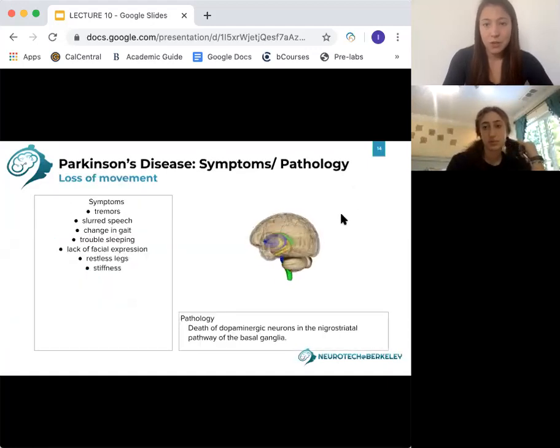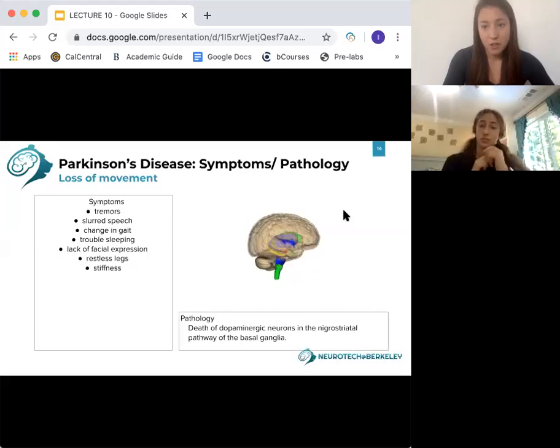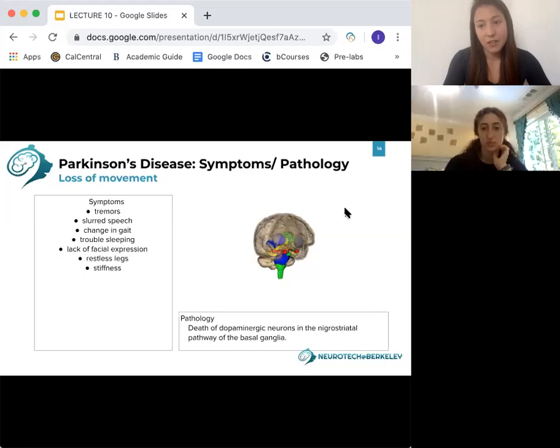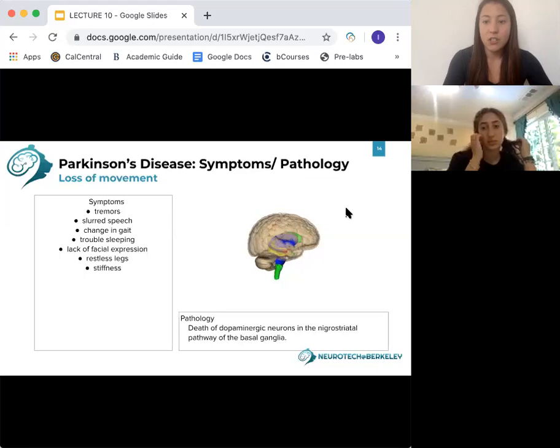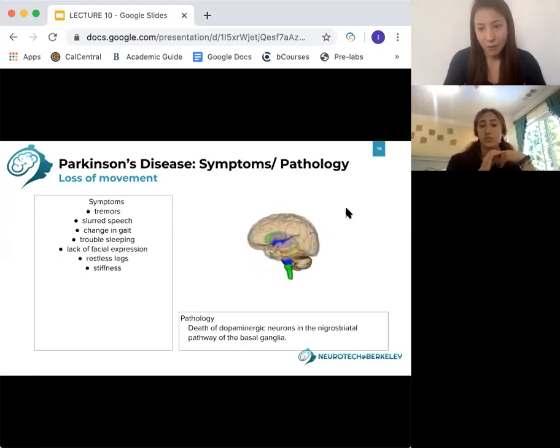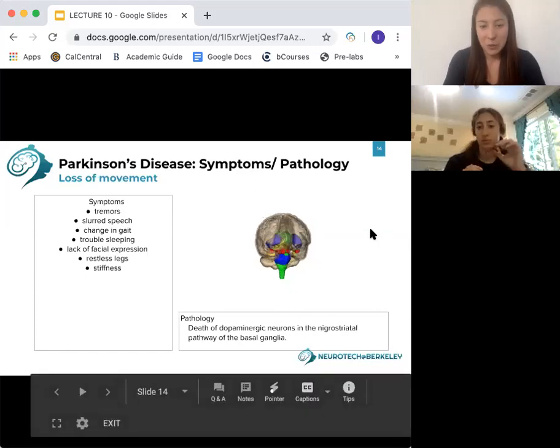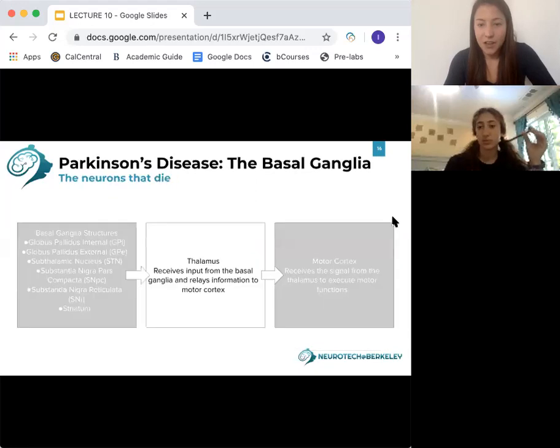So symptoms include mild tremors, soft and slurred speech, lack of facial expression, change in gait when walking, stiffness, trouble sleeping, and restless legs. Ultimately, Parkinson's is a disease of the motor system, so it makes sense that the symptoms are predominantly associated with disordered movements. In terms of pathology, the dopaminergic neurons in the nigrostriatal pathway in the basal ganglia die off, decreasing the availability of dopamine in the direct pathway to movement. And of course, we'll go over what all of these terms are in the coming slides.